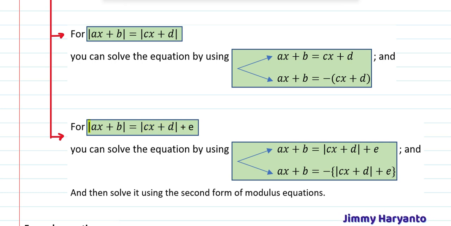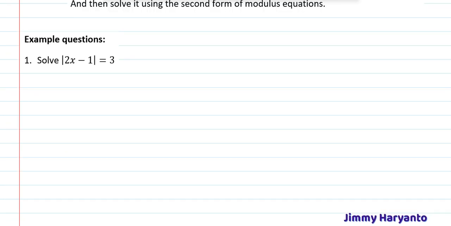You have to split them into two parts, but later after you split them into two parts, you have to split them again for each of the parts like this, because we still have absolute value or modulus function right there. Okay, I will show it to you later in the example question also. Okay, let's go to the example questions.